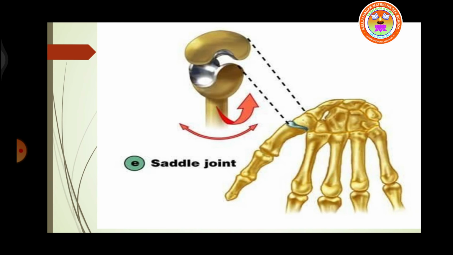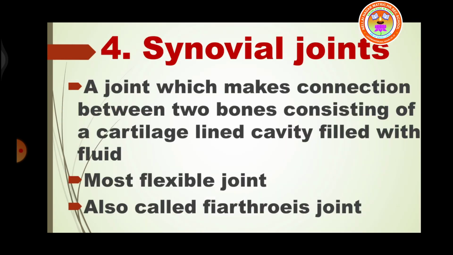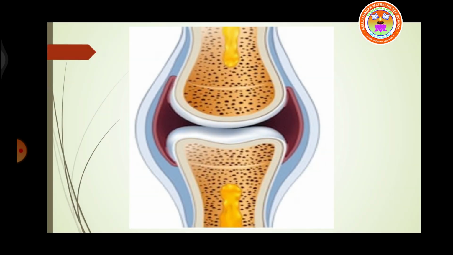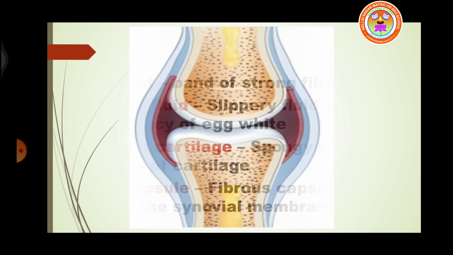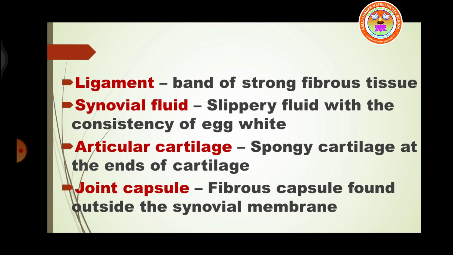The next joint is the synovial joint. A synovial joint is a joint which makes a connection between two bones consisting of a cartilage-lined cavity filled with fluid, which is known as a diarthrosis joint. These are the most flexible type of joint. The four components of a synovial joint are ligament, synovial fluid, articular cartilage, and joint capsule.